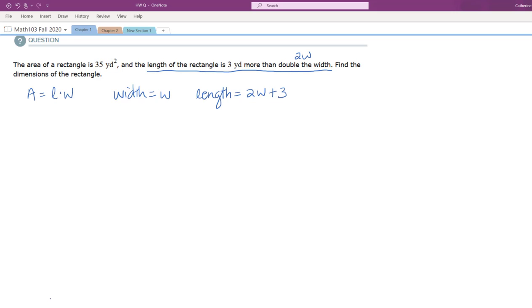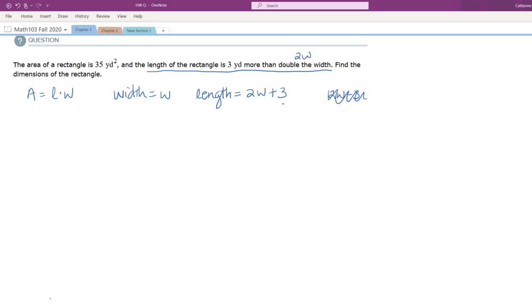Now when it's addition, like we have here, the order doesn't matter. You could do 3 plus 2W and it's fine. But there are some practice problems where it says something like 3 less than double the width. If it said less than, the order does make a difference. You want to make sure you have the W term first. So 3 less than double the width would be 2W minus 3. That's often a problem, students will have that reversed and they'll get something weird. So let me just cross that out because our problem says more than.